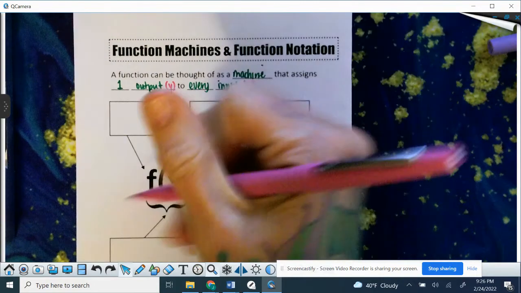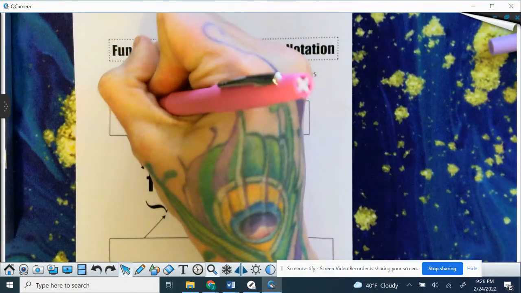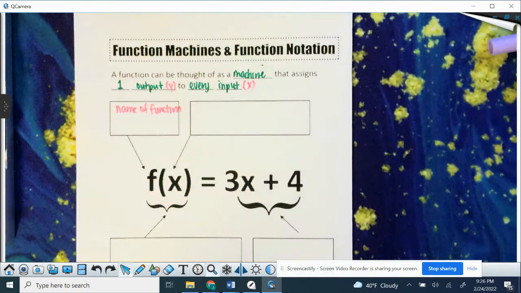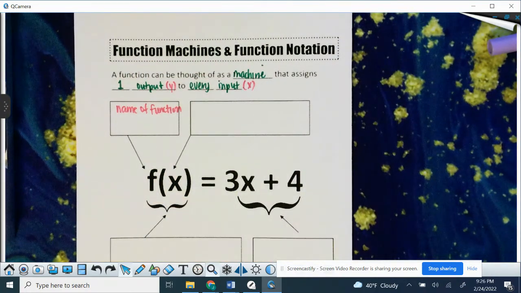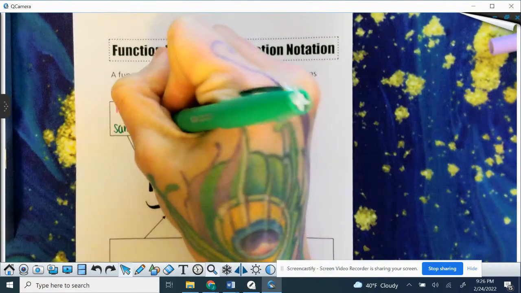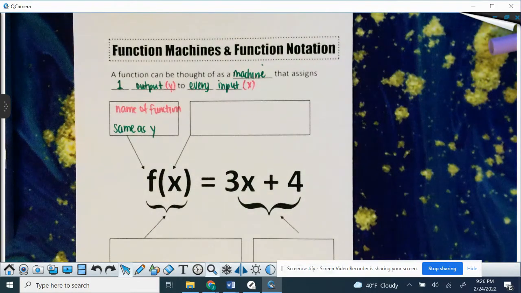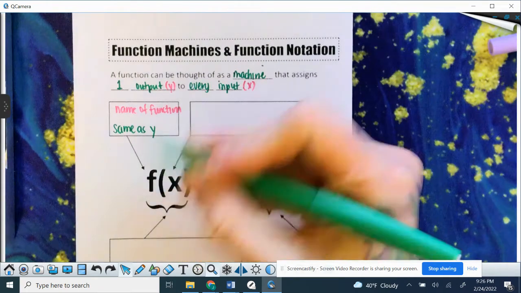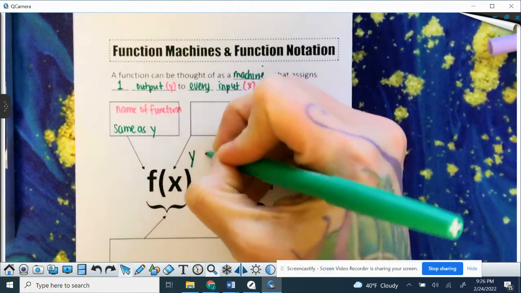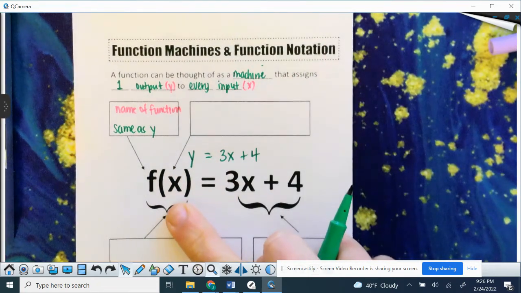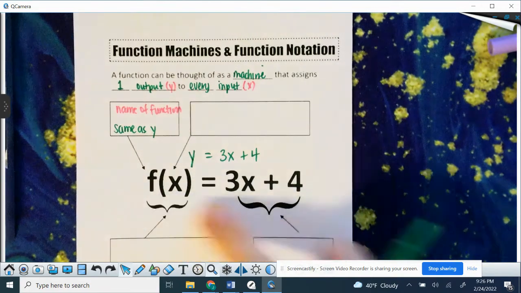So f of x is the name of the function. Just like my name is Ms. Sigmund, f of x is the name. It is also the same as y, exactly the same thing as y. I am a girl, my name is Ms. Sigmund, so both of those things are two ways to identify me. So f of x is your function notation, but is the same as y equals 3x plus 4. This just notates which one you're talking about.